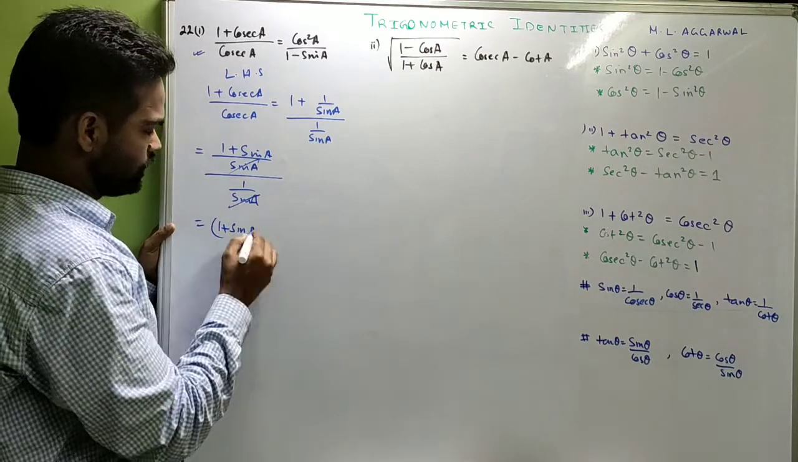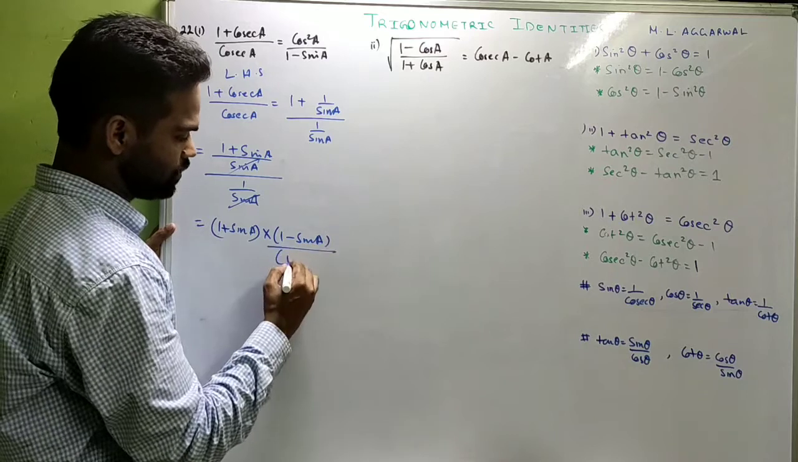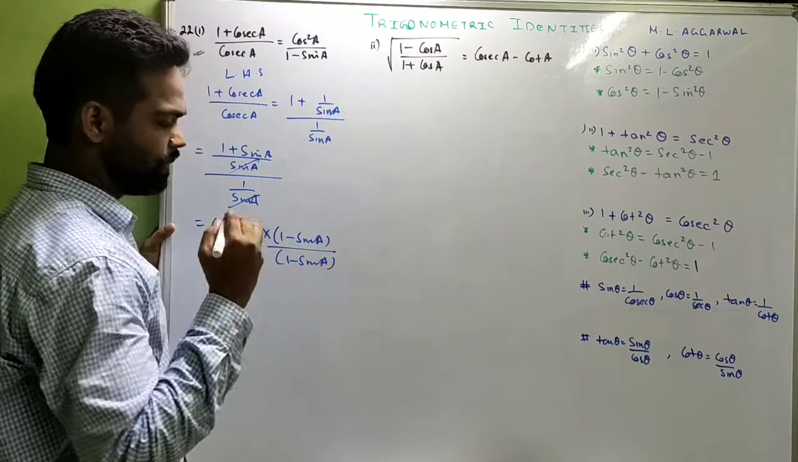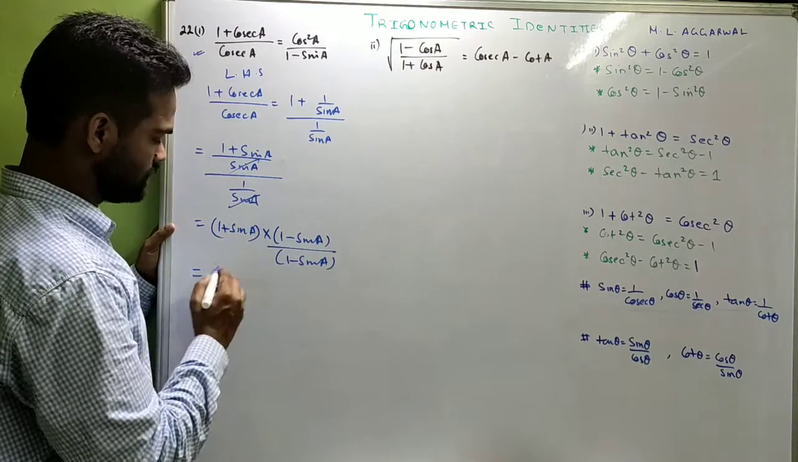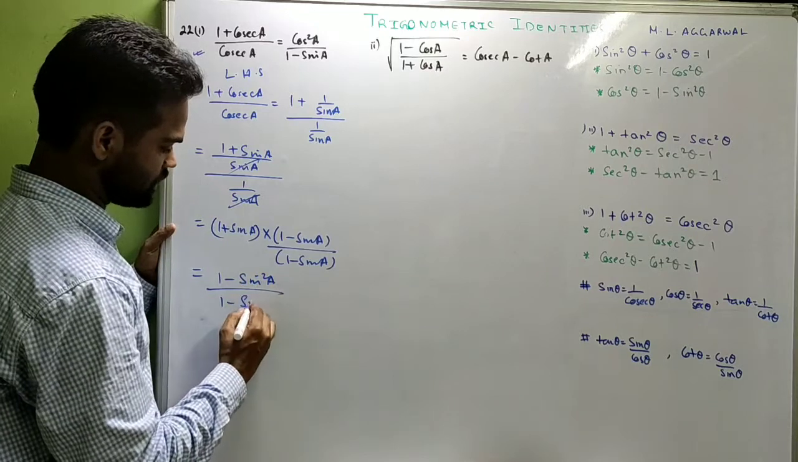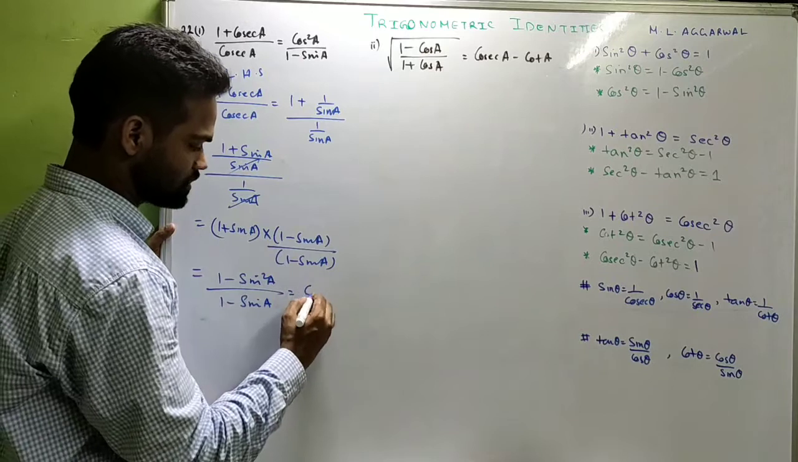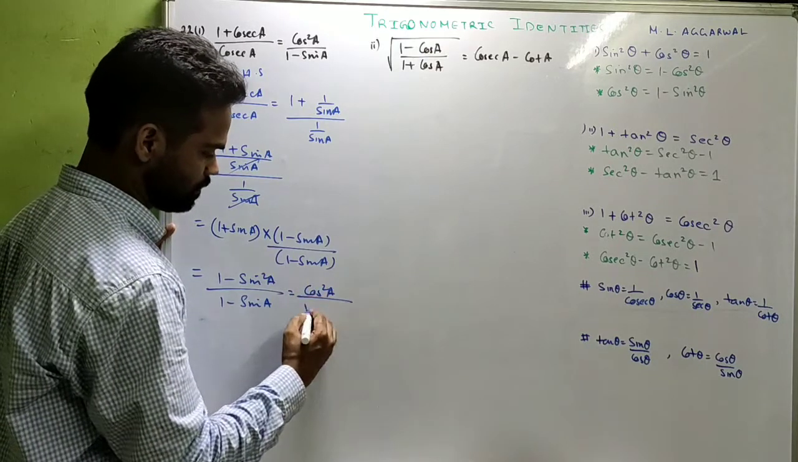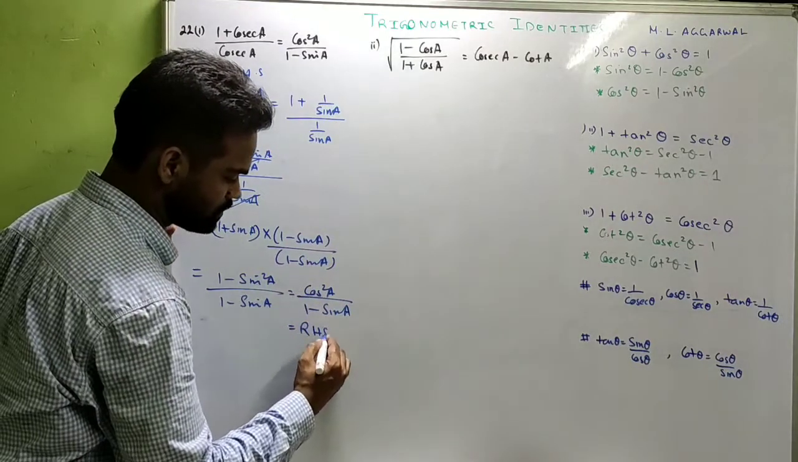Isn't it? This cancels out, so this becomes 1 plus sin A. Okay, now what we do, we multiply the numerator and the denominator by 1 minus sin A. So what becomes? a plus b, a minus b, that's a square minus b square by 1 minus sin A. Just look over here. Now 1 minus sin square A is nothing but cos square A by 1 minus sin A. And this is our RHS.